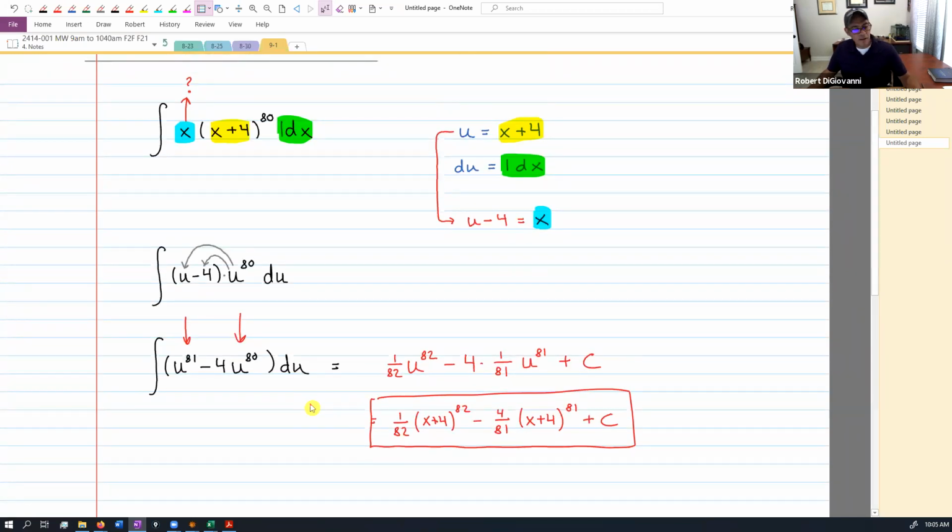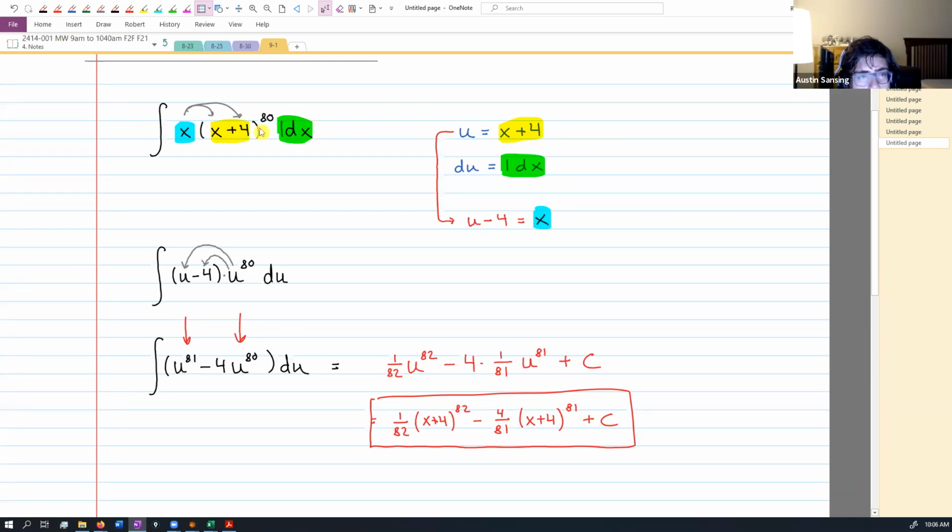Now, why couldn't, in the very beginning of the problem, we just save ourselves all this time and distribute the x through here instead? Could I have algebraically distributed the x through? You need to respect the power. Order of operations: you must do the exponent first. You must expand this out before you distribute the x. You're not allowed to push this x through until you've done the 80th power.